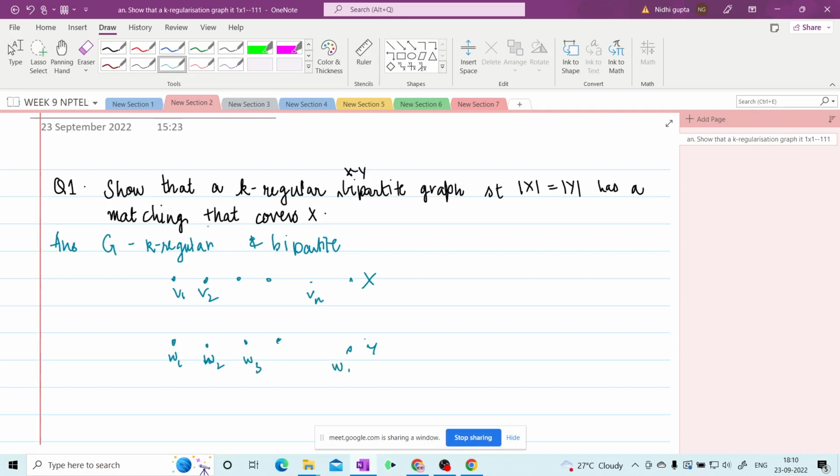Y, and we are also given that G is K-regular. By K-regularity, we mean that degree of each vertex, that is degree of Vi, is equal to degree of Wi, which is equal to K. Now the question is, given these conditions, that is a bipartite graph in which both the sets have same number of vertices, and plus we are given that it is K-regular, then we have to show that there is a matching that covers X.